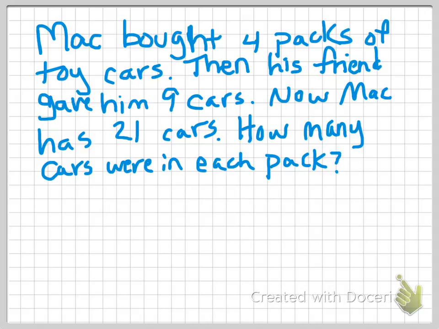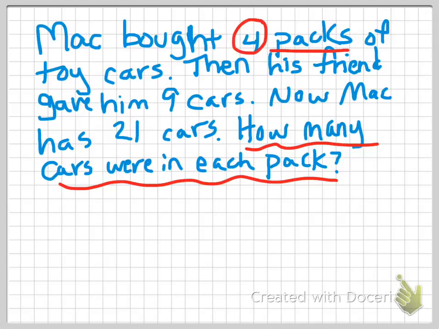Again, ask myself, what am I finding? I'm finding how many cars were in each pack. I'm going to ask myself what information I have. I know that there are 4 packs of toy cars. Then his friend gave him 9 cars. And that now he has 21 cars.